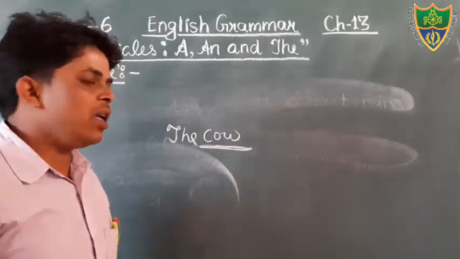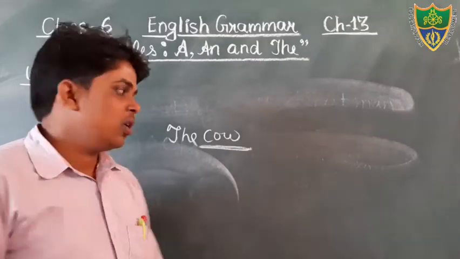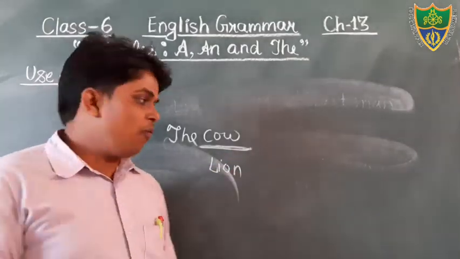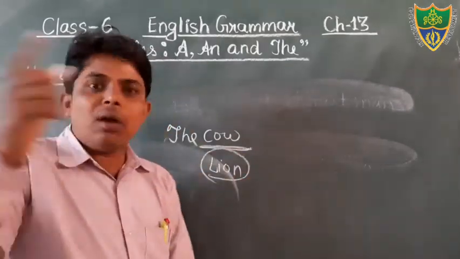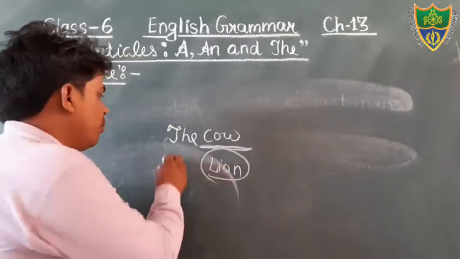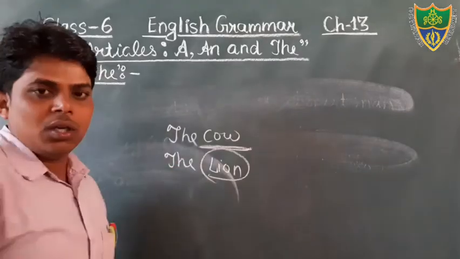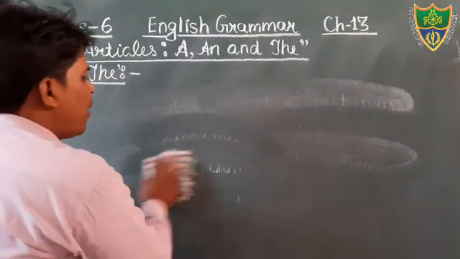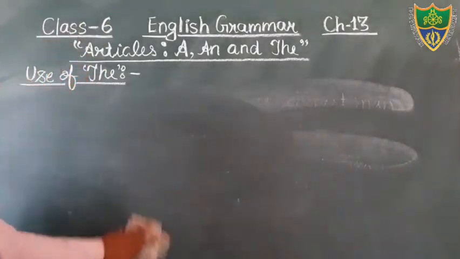Lion is the king of the jungle. The word lion denotes the whole class of lions. Therefore, we will use the article the. Okay, students, there are so many rules that you have to keep in your mind. Where do we use the article the?